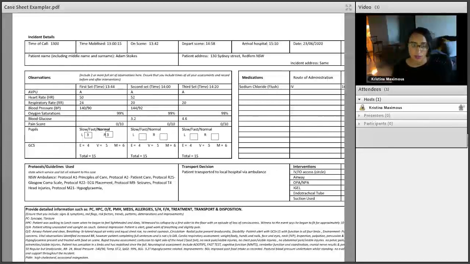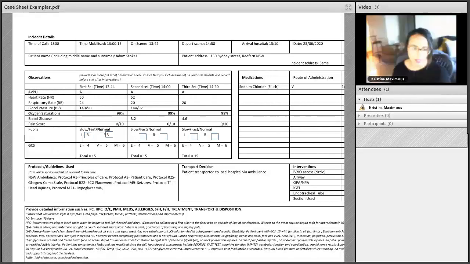His treatment was, we made him a jam sandwich at home to treat the hypoglycemia. He was transported to the hospital via ambulance for further diagnosis and assessment of injuries. And then you'd put your provisional diagnosis as well.